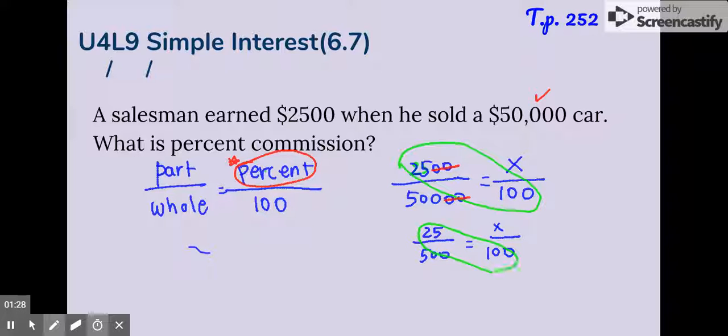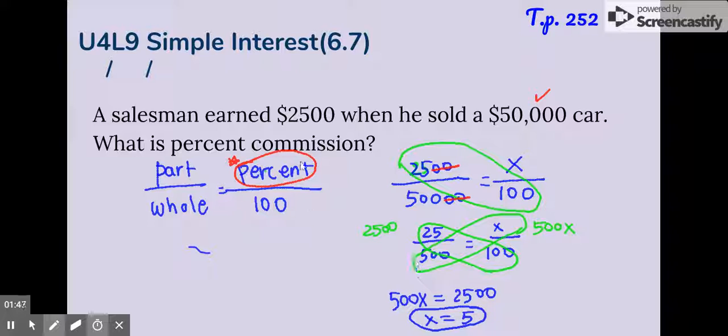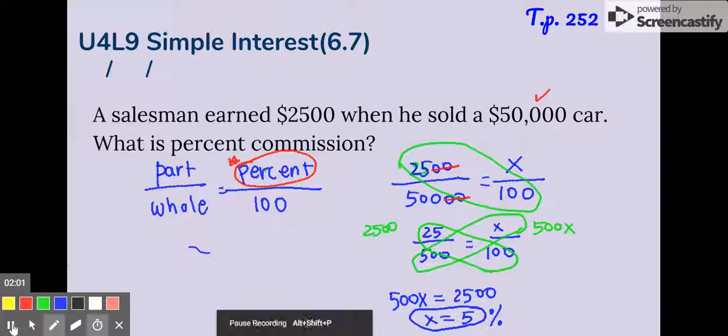do cross multiplication here, which is 2500. And I'm going to do this way, which is 500x. So now it's going to be 500x is equal to 2,500. So x is equal to 5. So you just find the percent. So the answer is going to be 5%. Many people didn't put this percent symbol on the quiz, so I took some points off for that to make sure that you put the percent sign on the unit test.